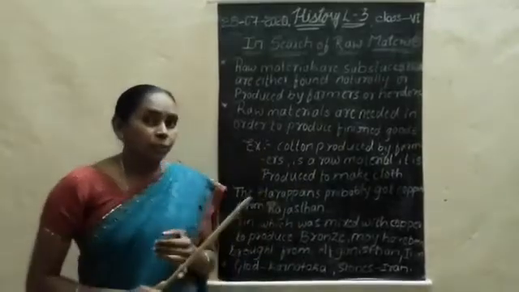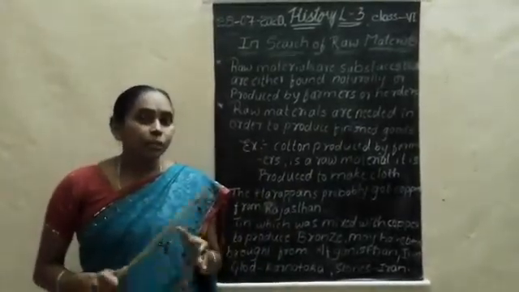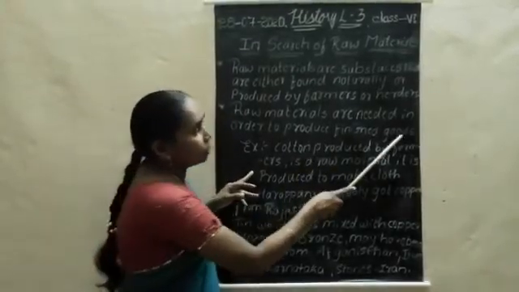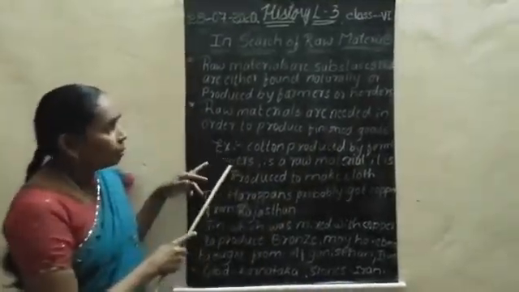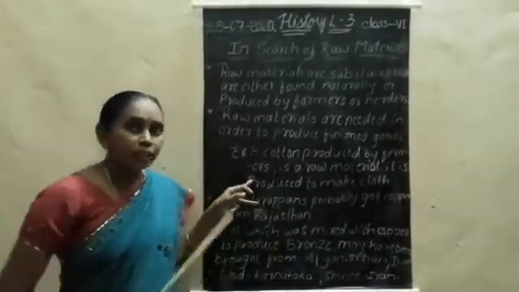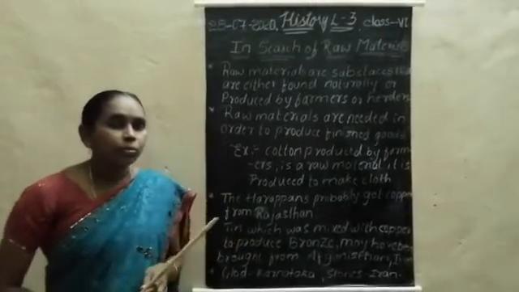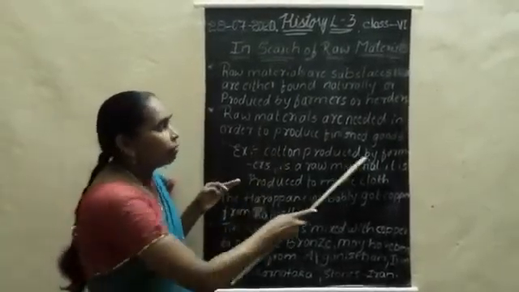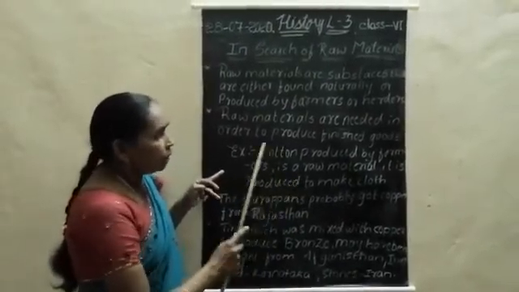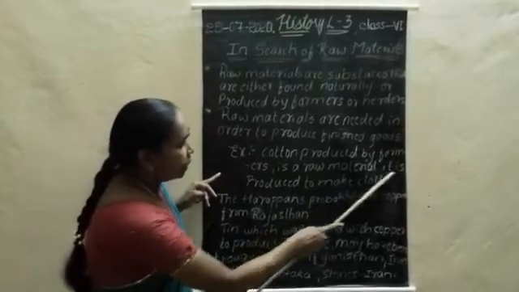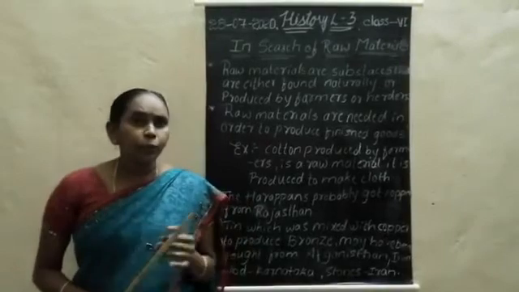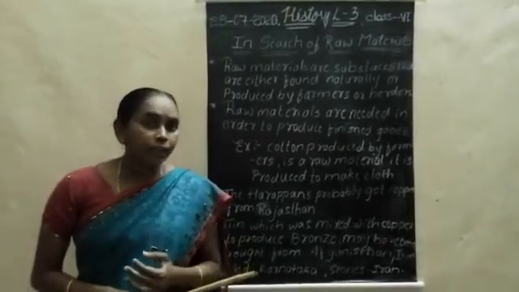The specialists, men and women, produced different kinds of finished goods. Here is one example: cotton produced by farmers. Cotton is a raw material. Who is producing the cotton? The farmer is producing the cotton. The raw material cotton is used to make cloth, and to make different designs on the cloth.